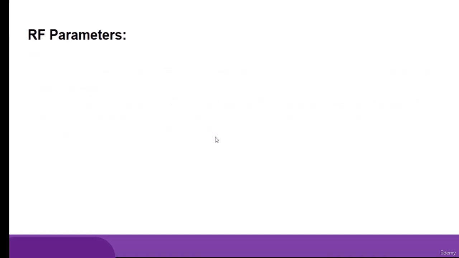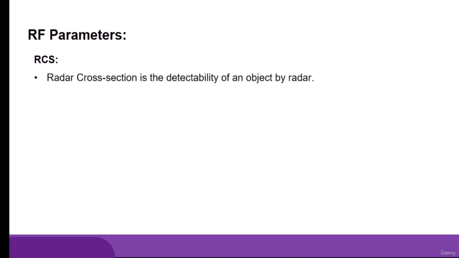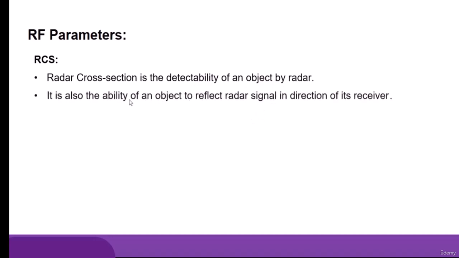Now moving towards the RCS. RCS stands for radar cross section. RCS is a measure of the detectability of an object by the radar. It is also the ability of an object to reflect a radar signal in the direction of its receiver. A large RCS value indicates that an object is easily detectable.